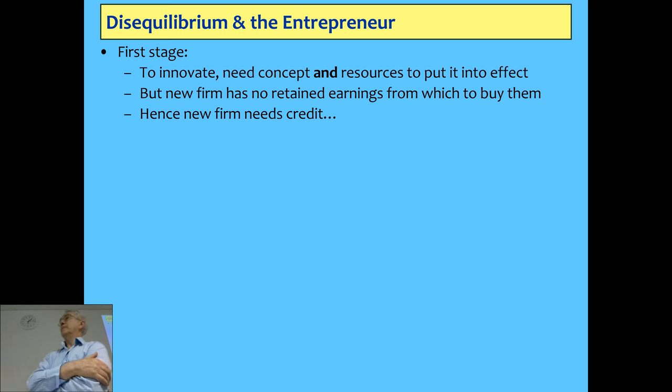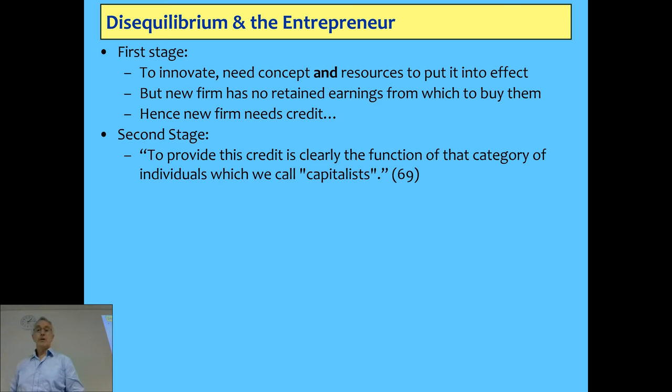Well, you've got to have money. And if you don't have money, where do you get money? You've got to borrow it from the bank. So he says entrepreneurs are people who borrow money from the bank and use that money to buy existing resources, to take them away from what they're currently doing and do something new. So he said they're capitalists. What he calls capitalists, we would call venture capitalists, I think.